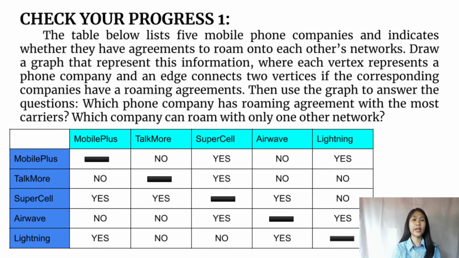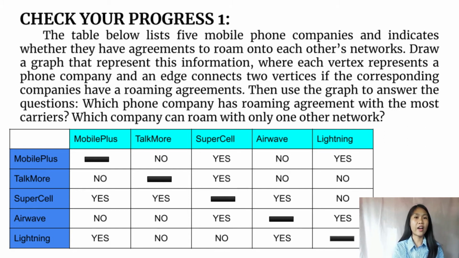Check your progress 1. The table below lists 5 mobile phone companies and indicates whether they have agreements to roam onto each other's networks. Draw a graph that represents this information, where each vertex represents a phone company. An edge connects 2 vertices if the corresponding companies have a roaming agreement. Then use the graph to answer the questions. Which phone company has roaming agreements with the most carriers? Which company can roam with only one other network?